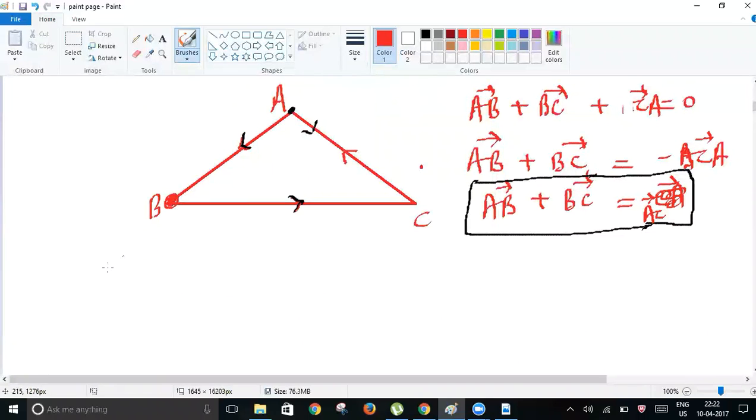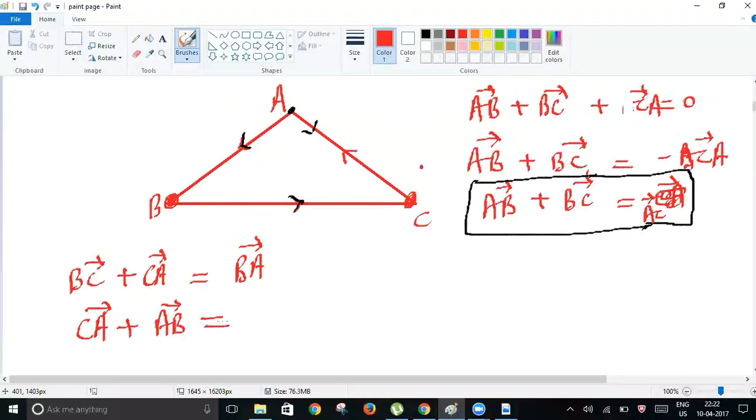Similarly, we can write, if I stand at this point B, then we write BC plus CA equals to, again reach at B and move in the opposite direction. You can also stand at C and write like this, CA plus AB equals to what? CB vector.